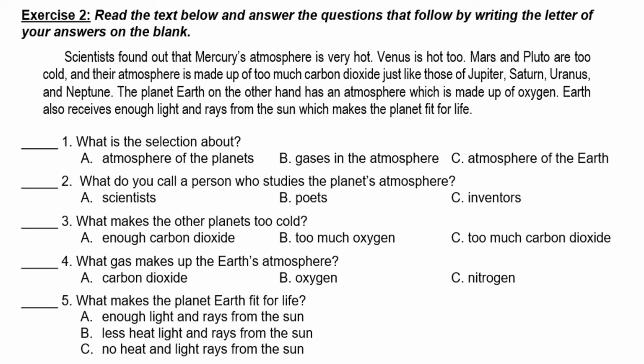Scientists found out that Mercury's atmosphere is very hot. Venus is hot too. Mars and Pluto are too cold, and their atmosphere is made up of too much carbon dioxide, just like those of Jupiter, Saturn, Uranus, and Neptune. The planet Earth, on the other hand, has an atmosphere which is made up of oxygen. Earth also receives enough light and rays from the sun, which makes the planet fit for life.